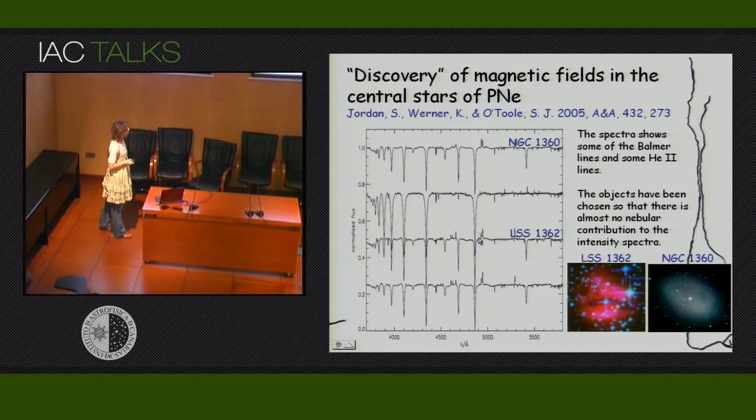And this is the circular polarized spectra.